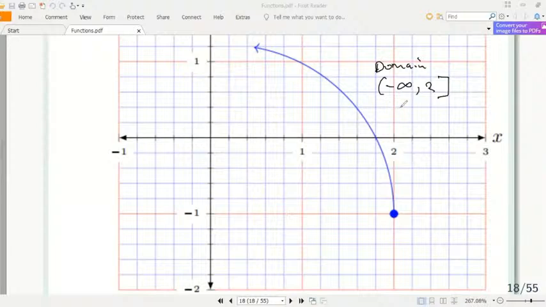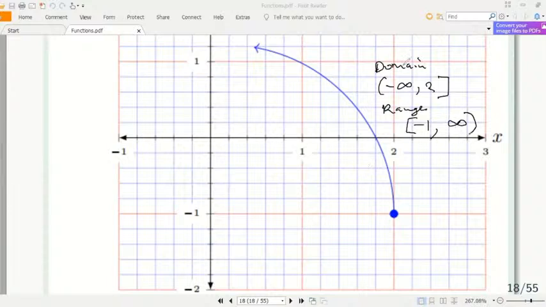What about the range? The y values. The lowest y value is here, because these are the y values. So the lowest is -1, which is included. What about the highest? This graph is still going up. You can see it's still going up. That means the highest y value is infinity, which is not included. So this becomes the range.